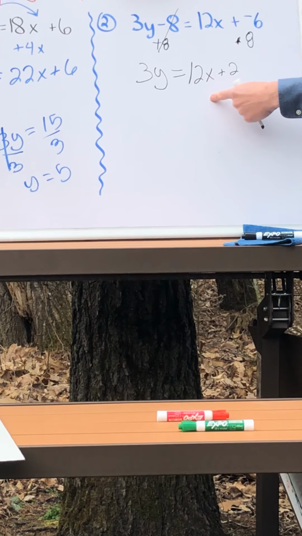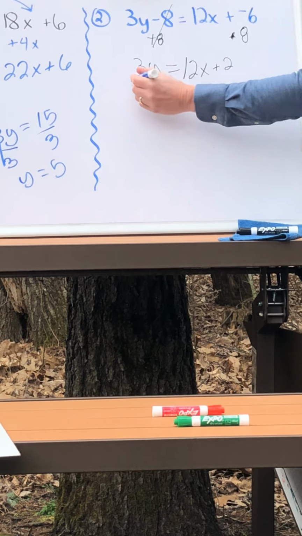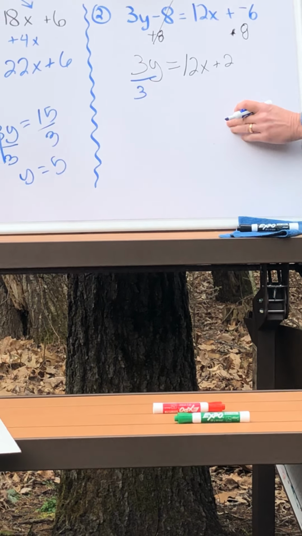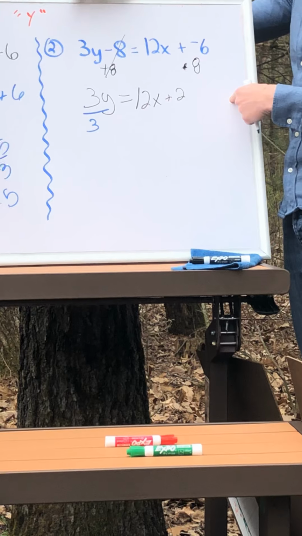Same thing's going to go on here. That 3 is being multiplied to that y, so you got to do the opposite of multiplying. I got to divide by 3. Here's the new part, though: we got to divide everything on this side of the equal sign by 3.